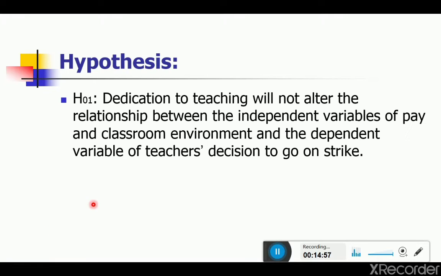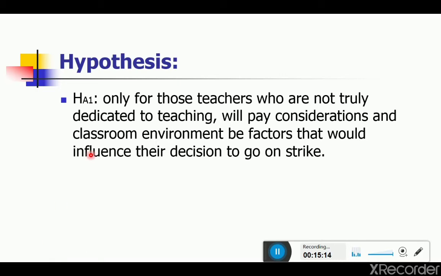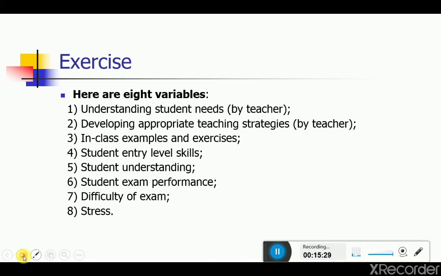Now the hypotheses. Hypothesis possibility number 1: dedication to teaching will not alter the relationship between the independent variables of pay and classroom environment and the dependent variable, teachers' decision to go on strike. Another hypothesis possibility: only for those teachers who are not truly dedicated or devoted to teaching, will pay, concentration and classroom environment be factors that would influence their decision to go on strike. These are the possible conditions. We have some more variables as well.